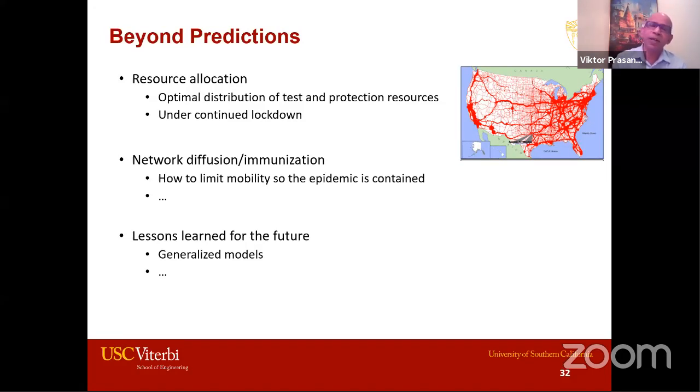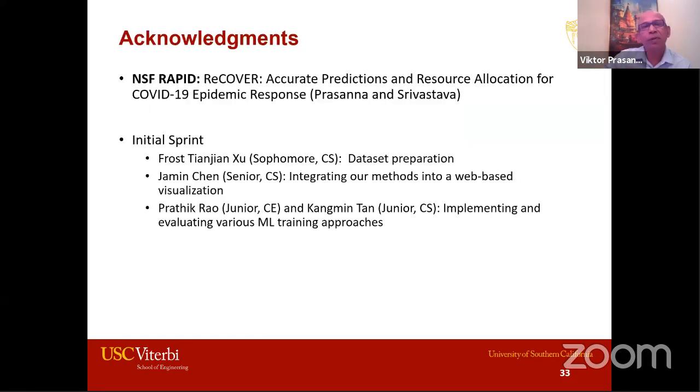We can also generalize these models. In fact, there are some specific cases about the way this particular epidemic is spreading. Maybe we can make our models even more accurate for the future in terms of defining more general models that could be used in the future for other possible predictions.